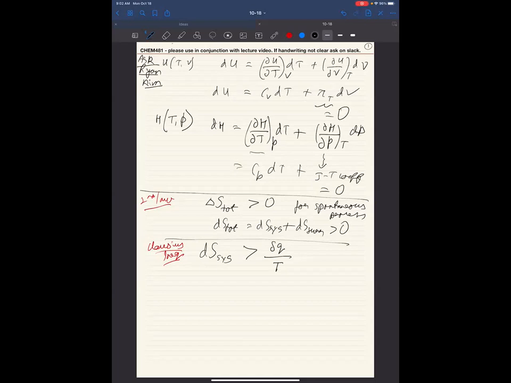But now we are going to talk about even more useful forms of this. So let's call this equation number 1. Let's call this equation number 2. Even more useful forms of equation 2.